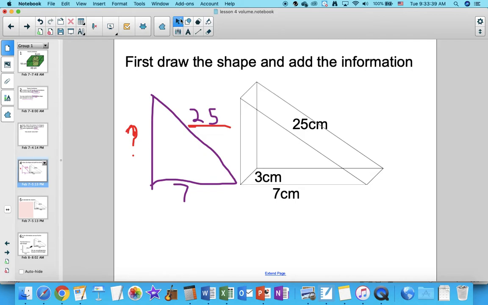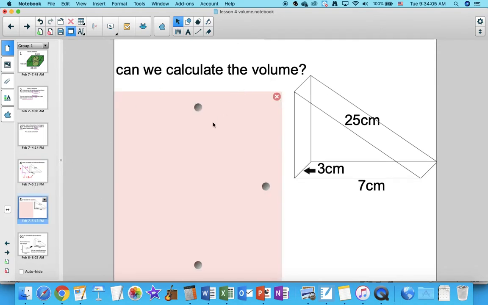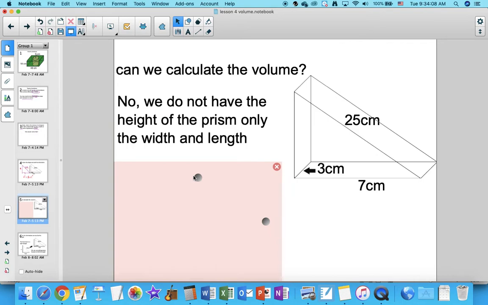Well, if you remember from our previous lessons, this is a right triangle. In a right triangle, you can find any missing side by using the equation a squared plus b squared equals c squared. Right? And so all you'd have to do is put in the missing pieces. So how do we calculate volume? But can we calculate the volume? No, because we do not have the prism's height, only the length and width. So we need to solve for that.